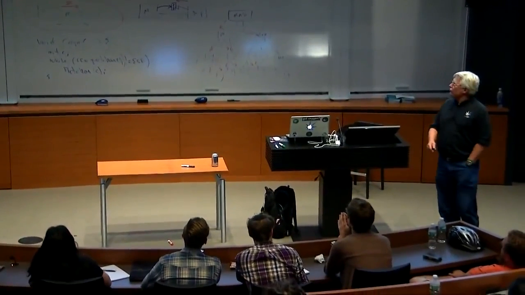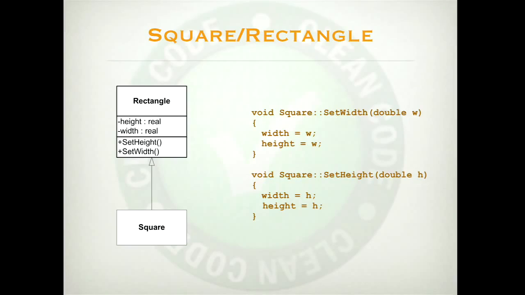So, the dreaded rectangle square problem. I have a rectangle. This class we wrote a long time ago. It's got a field named height and a field named width. They're both real numbers. There's a set height and a set width function. And a new requirement has come along. That new requirement is for a square. Now, clearly, a square is a rectangle. So, square inherits from rectangle. Makes perfect sense.